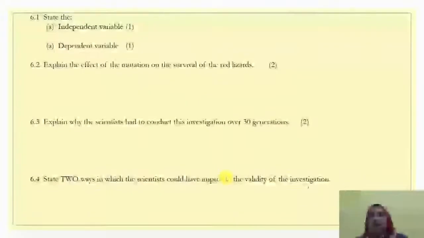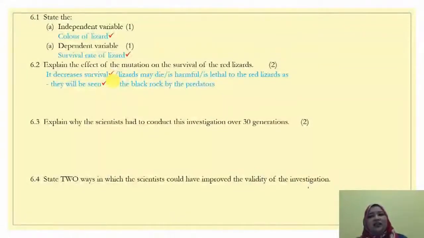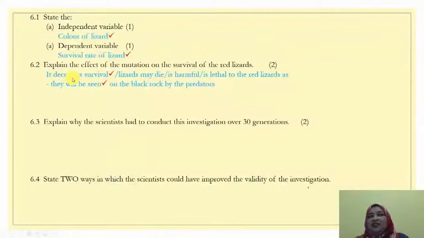So, what effect, because the mutation caused that it became a red lizard. So what effect did that have on the population? What did I notice? Right? I noticed that there is a decreased survival. And why did they not survive? Because they will be seen on the black rock by predators. So what did it cause? Can you see I'm asking myself questions when I'm answering the question.